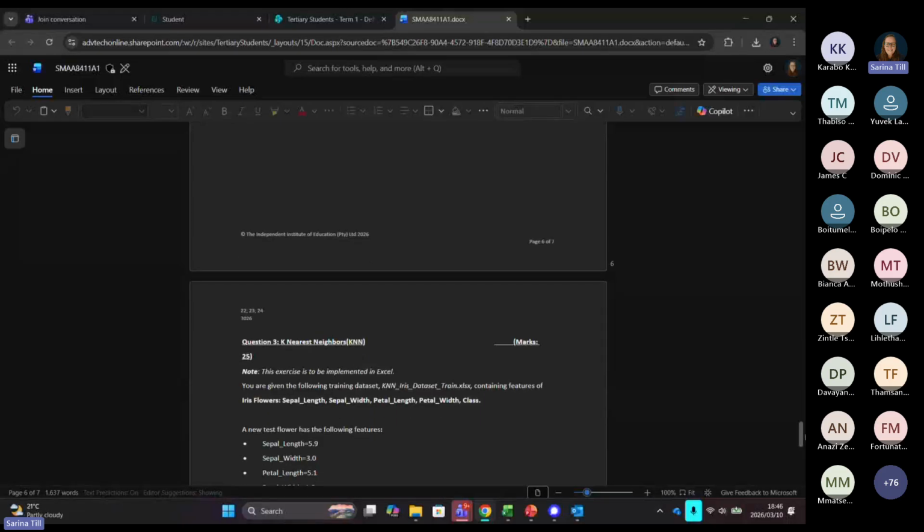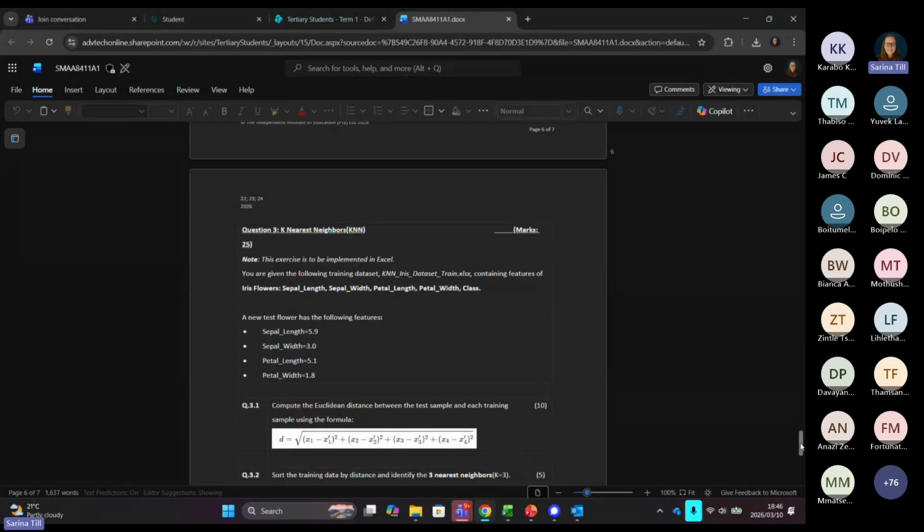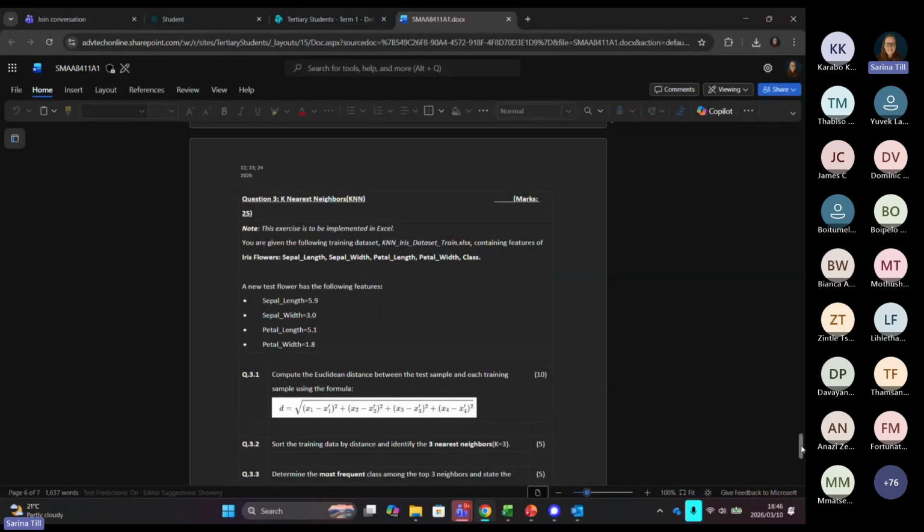And that is it. Then question 3 is K nearest neighbors, with the iris data. So they're going to ask you to build a K nearest neighbors model. It's going to give you a flower. It's going to ask you to work out the Euclidean distance between the test and the sample. And we've done that in Excel with Nadia, and I have many Excel spreadsheets in that drive that I have shared.